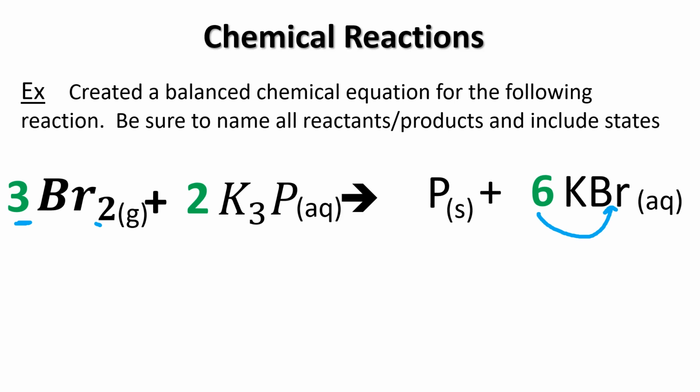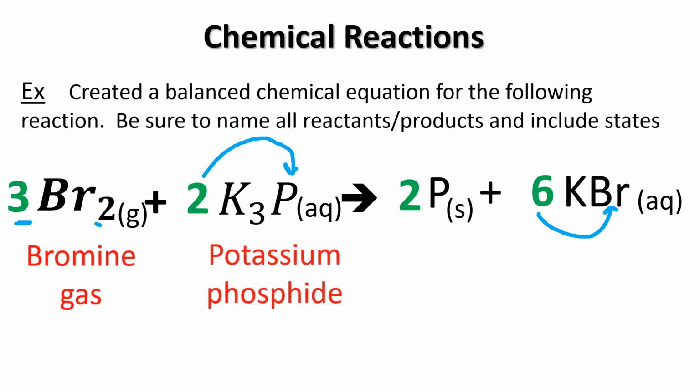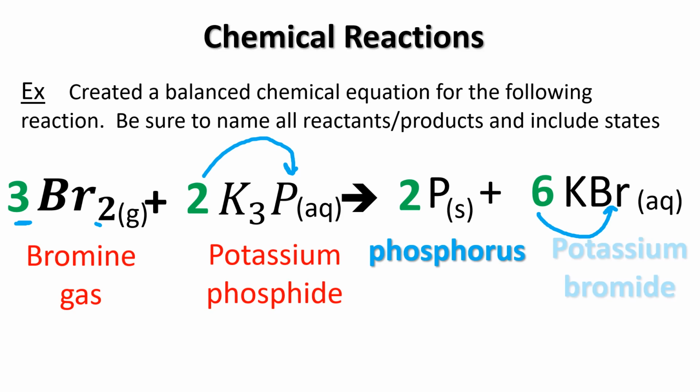And then the last thing to balance would be we have 2 phosphoruses on this side, 2 phosphoruses there. Done. Bromine gas, potassium phosphide, phosphorus, and potassium bromide. And those are your types of reactions.